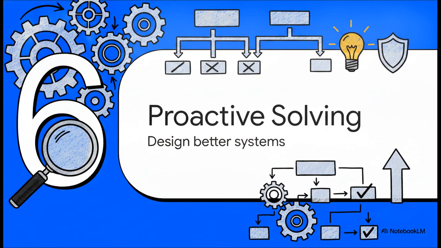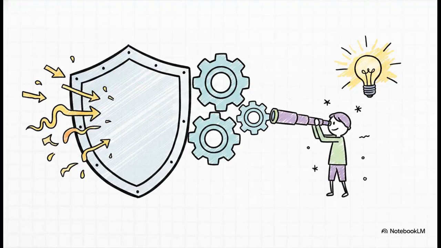And our final section, section 6, proactive solving, designing better systems. Now here is a real game changer. These tools aren't just for postmortems after things have already gone horribly wrong. They are actually incredibly powerful for proactive process design. Instead of using the 6Ms just to figure out what broke, you can flip it and use them to define exactly what needs to go right in the first place.